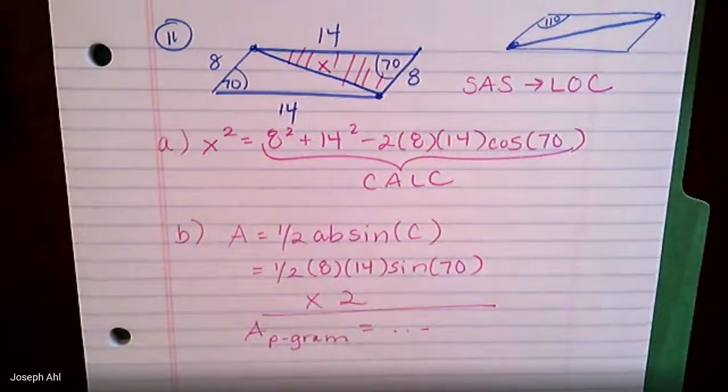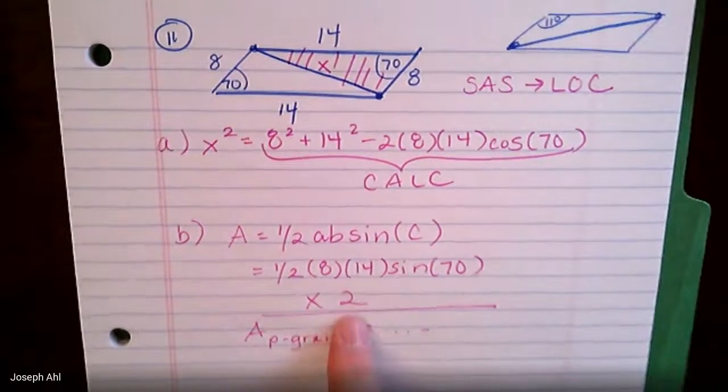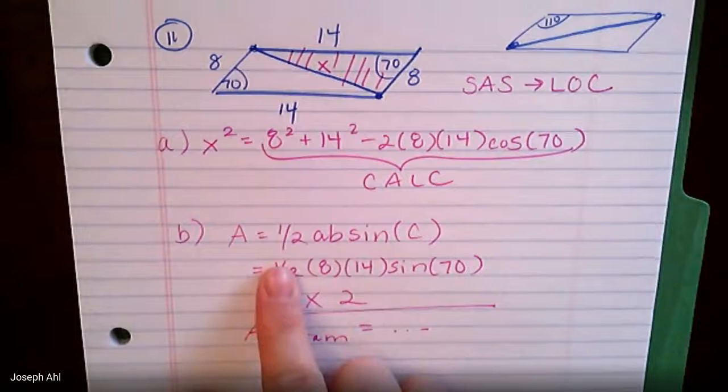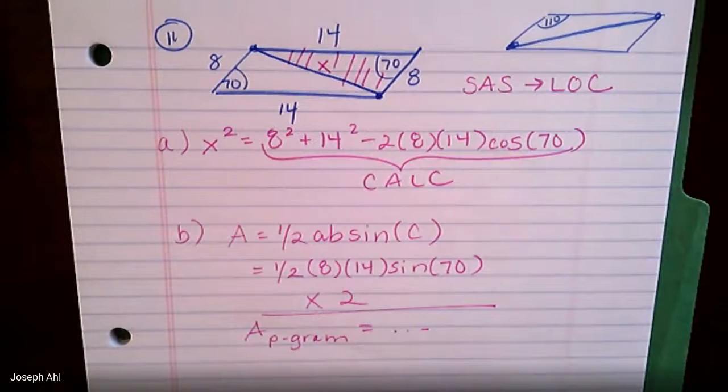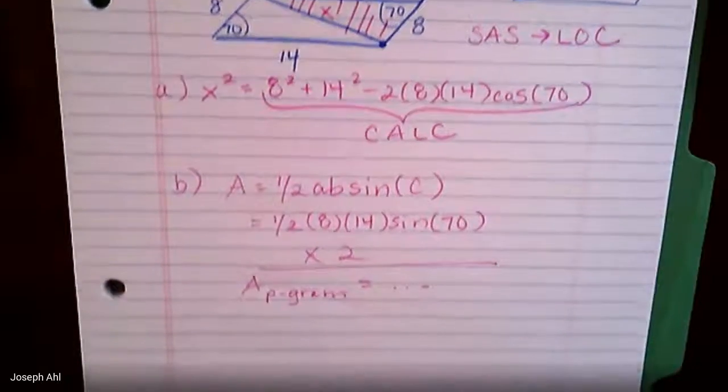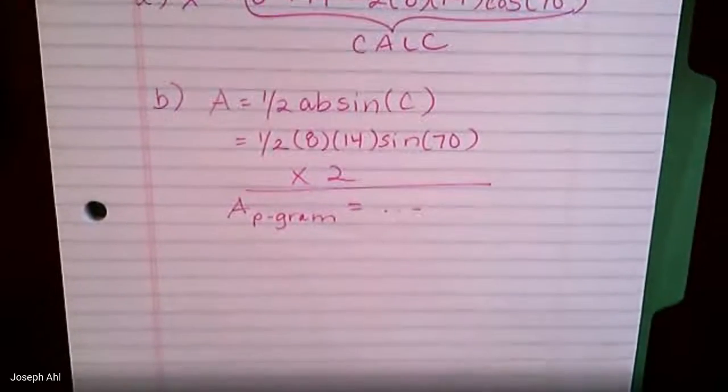parallelogram. Sometimes students ask, instead of actually doubling this answer, could we just take out the 1/2? Because doubling 1/2 would make that a 1. And the answer is yes. So you could actually just do AB sine C if you're finding the area of a parallelogram. All right, thank you. Yeah, you got it.